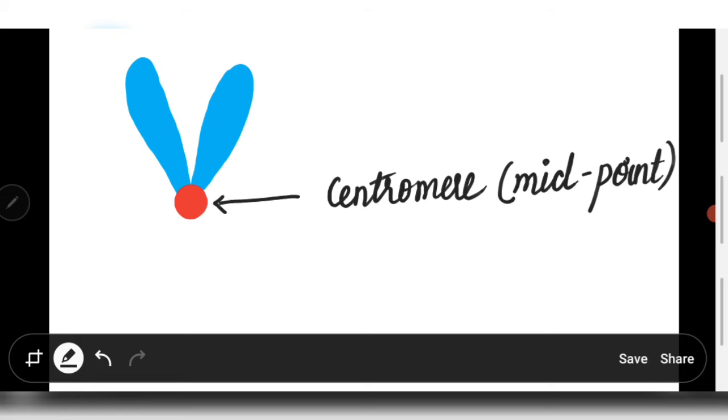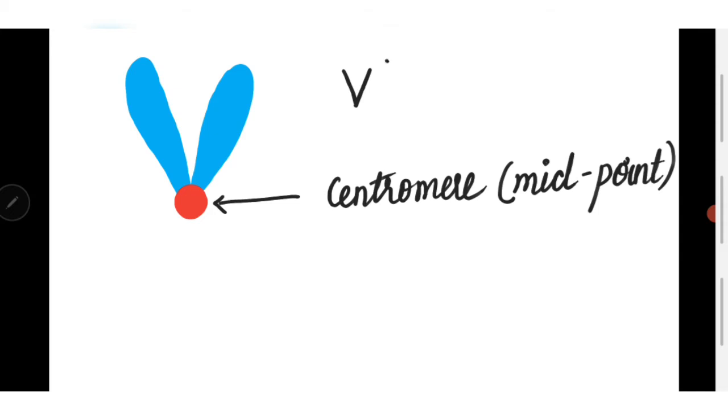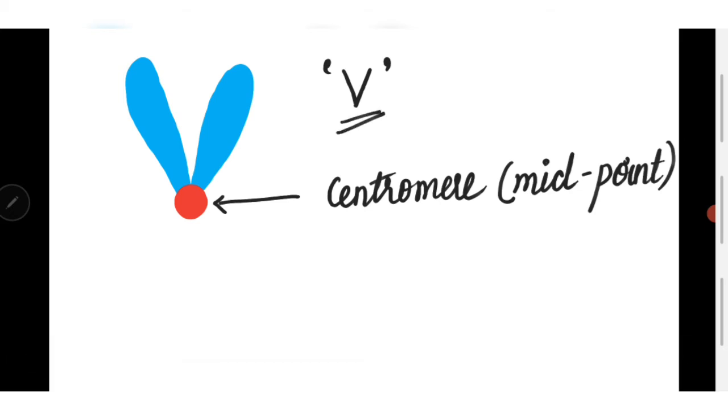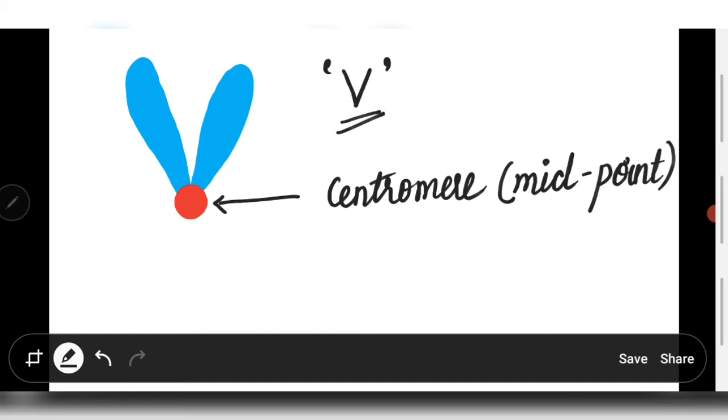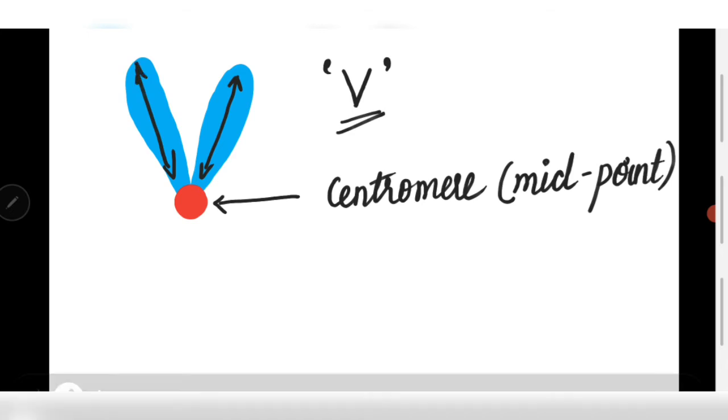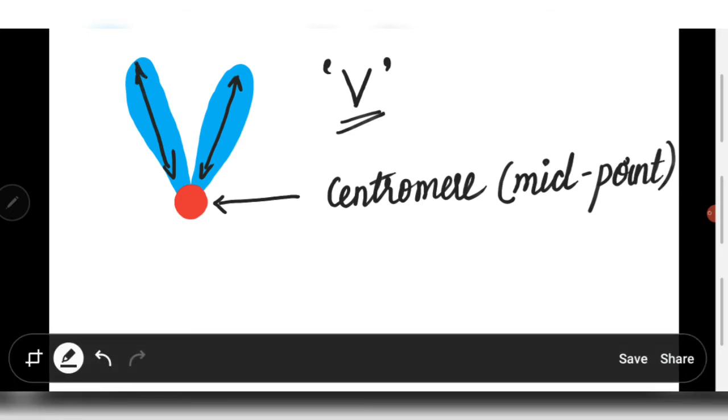The centromere is exactly at the midpoint in this chromosome, and therefore this chromosome looks like what? Yes, it looks like the English letter V. The shape of a chromosome looks like the English letter V. And if we see the length of the arms of the chromosome, if we compare them, they will be exactly the same, or equal in length.